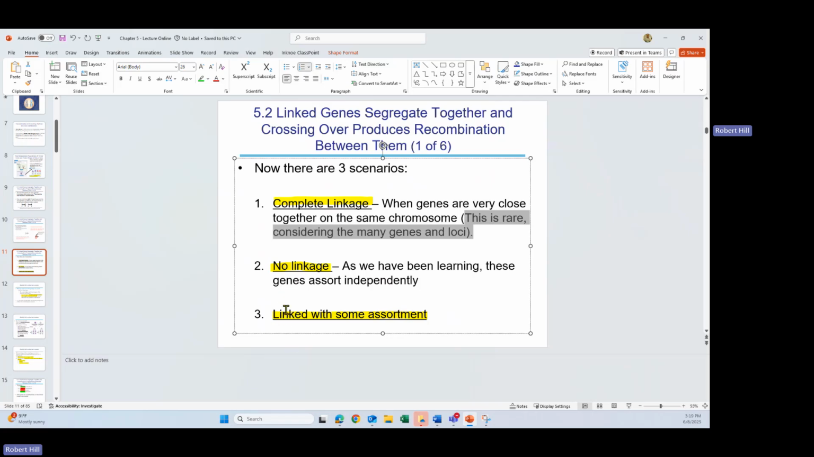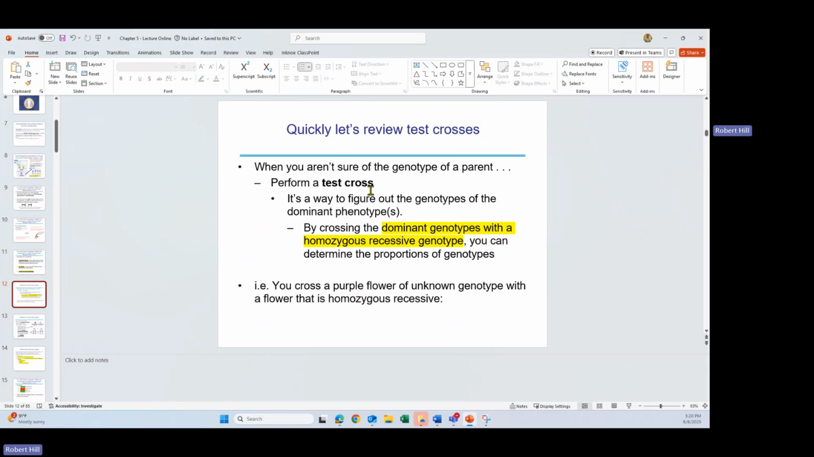Where you have some linkage and also some assortment going on. And really the only way to do that is to start now looking at, obviously more than 1 gene, but even looking at 3 genes, all right? So when we get into 3-point mapping and things like that, okay? All right. The key to being able to work these problems is all about the test cross.